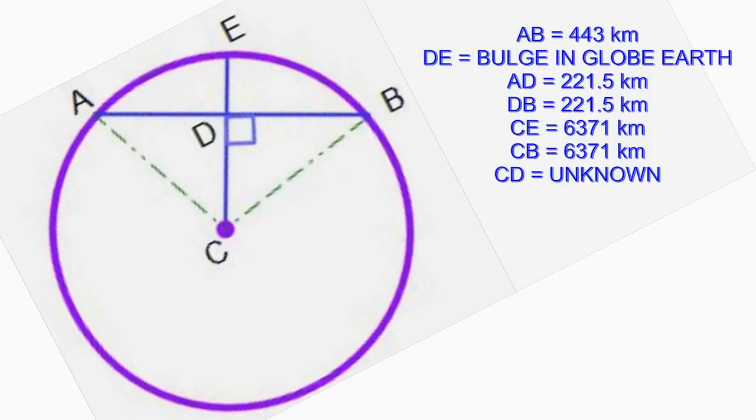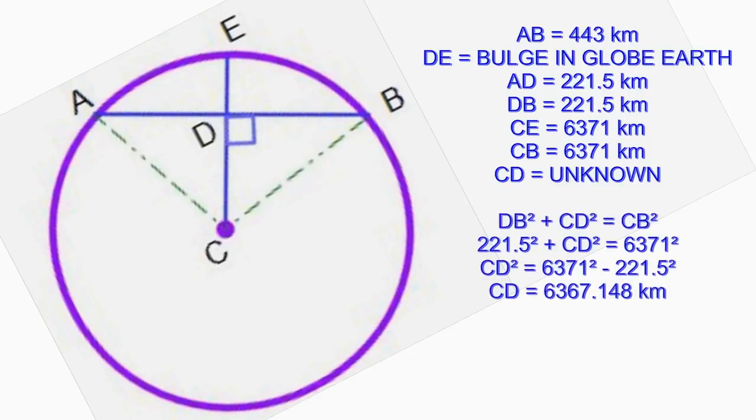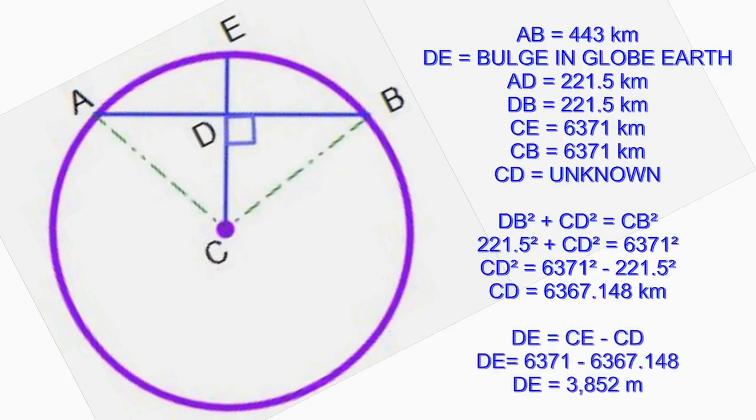CE is the radius of the Earth in kilometers, 6,371 kilometers, and CB is the radius of the globe Earth. CD is our unknown. Using the Pythagorean theorem, we calculate the distance of CD, which comes out to 6,367.148 kilometers. The expected globe bulge is 3,852 meters.